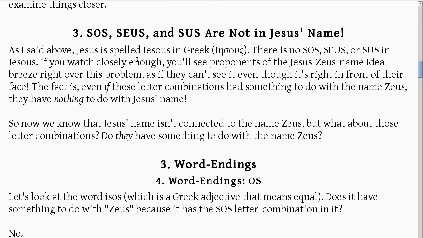So, even though Jesus in Greek has nothing to do with SOS, SEUS, or SUS, what if SOS, SEUS, and SUS do mean Zeus? Do they?